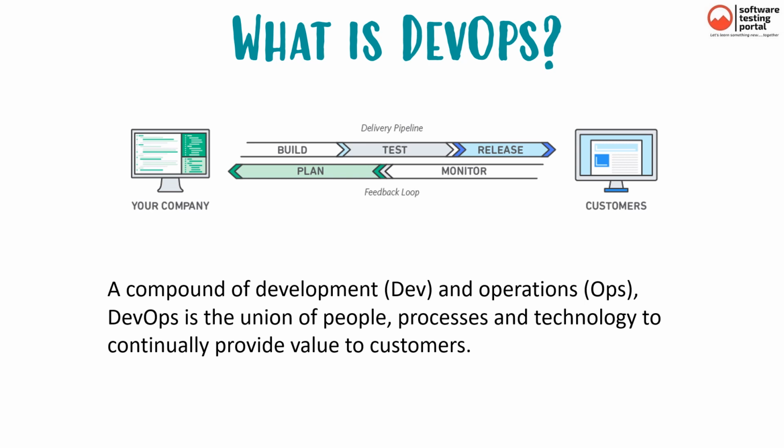First things first, what is DevOps? The word DevOps is a mashup of development and operations. It represents a set of ideas and practices, a compound of development (dev) and operations (ops). DevOps is the union of people, processes and technology to continually provide value to customers.